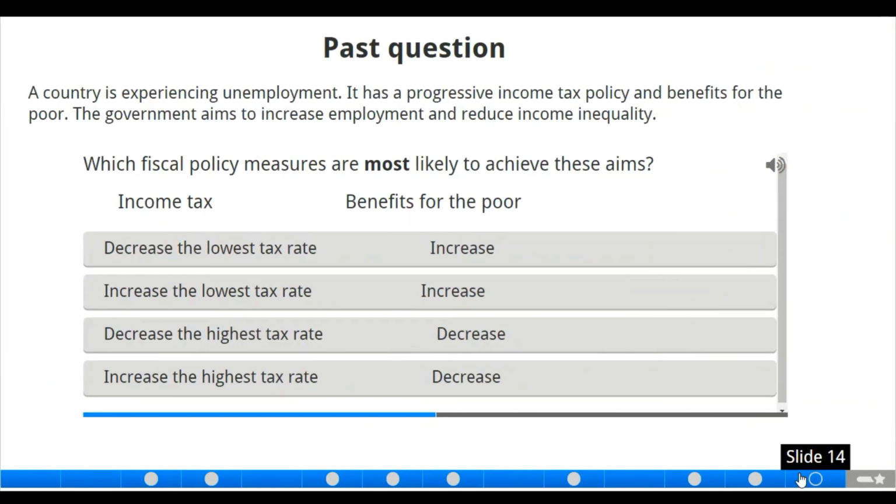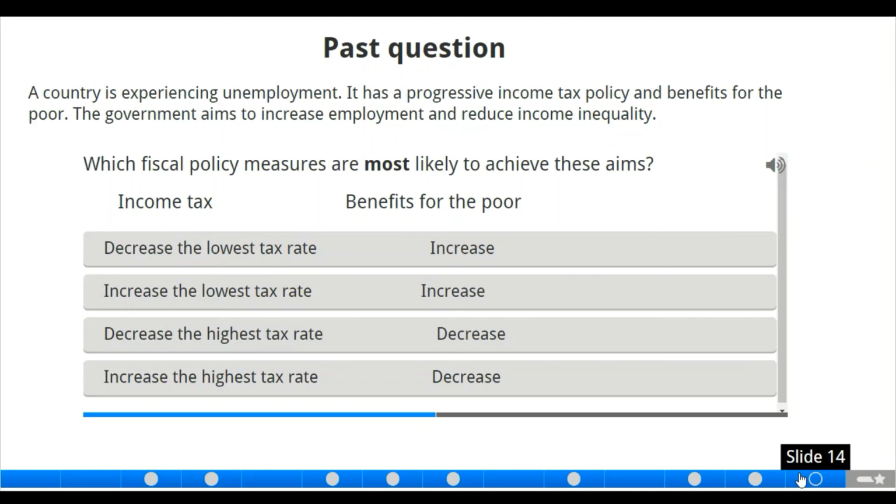We also have a past question. A country is experiencing unemployment. That is a situation where people who are willing to work cannot find work. Now, it has a progressive income tax, that is the tax that burdens the rich more than the poor, and benefit for the poor. Now, the government aims to increase employment and reduce income inequality. Which fiscal policy measures are most likely to achieve these aims?